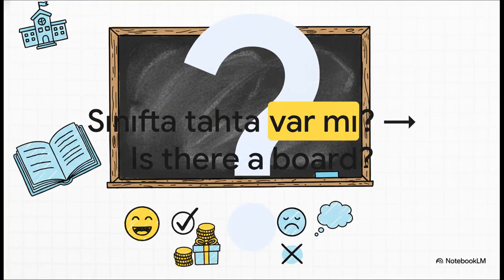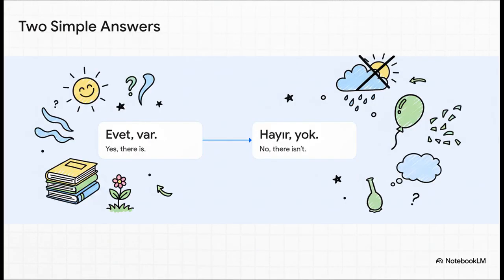So how do you ask a question? You just add one tiny little word, mı. You take your original statement, sınıfta tahta var, you pop mı on the end, and bam, you've just created a perfect yes or no question. It's basically like a spoken question mark. And the best part? The answers are just as simple. Is there a board? Evet var. Yes, there is. Or hayır yok. No, there isn't. See? You're using the exact same two words we started with. It's such a logical, beautiful system.